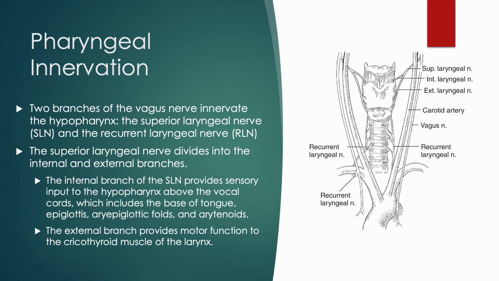Okay, we'll go about 2 more minutes and then take a little break. So think about your superior laryngeal nerve. That's going to branch off the vagus nerve. You're going to have your internal and external branches. Your internal will give sensory input to the hypopharynx above the vocal cords, like the tongue, the epiglottis, the aryepiglottic folds, and the arytenoids. The external branch is going to be motor innervation to the cricothyroid muscle, and that's going to play a role in your pitch modulation by tensing your vocal cords.